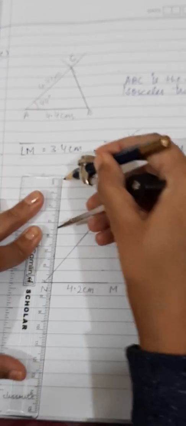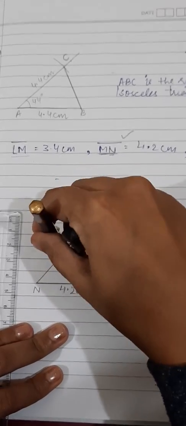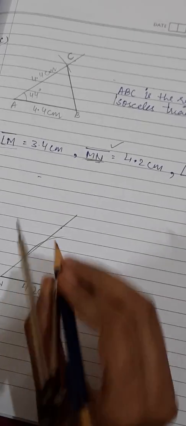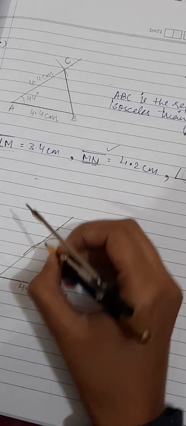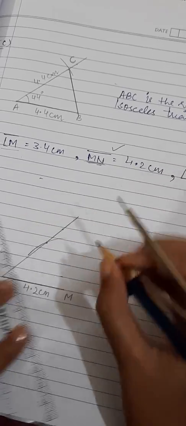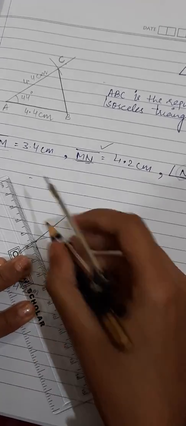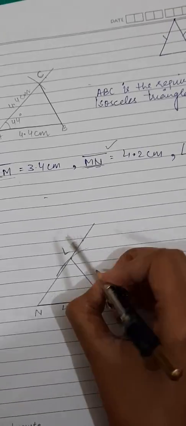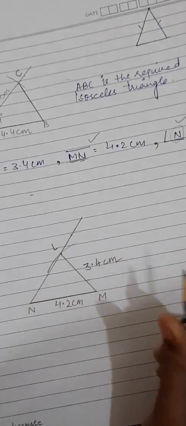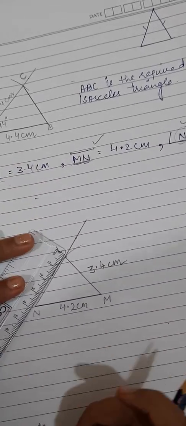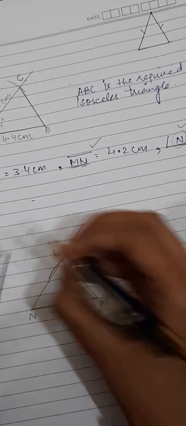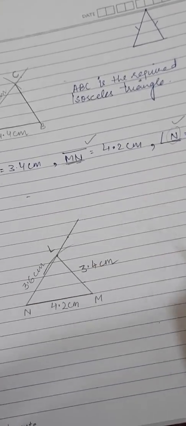Open the compass, take the measurement of 3.4 and make an arc like this. Now you have to check where this arc and this line are going to meet. They are meeting at this point. So this, join it with L and M. This point is L and this is M. So LM is 3.4. Okay, and just measure it with the help of a scale. How much is it going to be? 3.6. So this is going to be 3.6 centimeters.